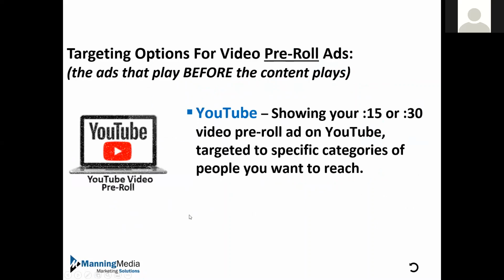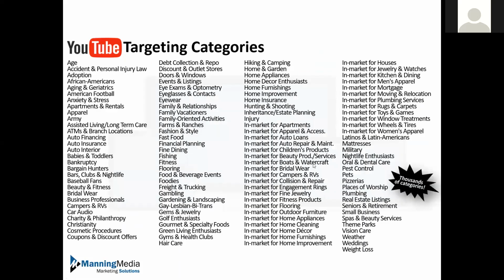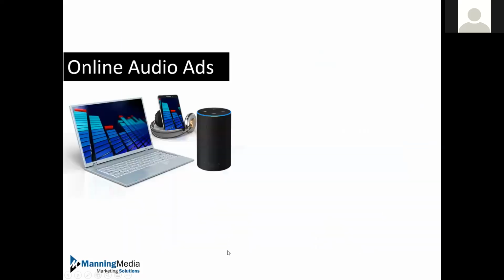For video pre-roll ads, the ads that play before content on YouTube in particular, we can show your 15 or 30-second video pre-roll ad on YouTube targeted to specific categories of people that you want to reach. And these are the YouTube categories. And again, there are literally thousands of them. We also offer online audio ads, but one quick moment back to OTT and YouTube and pre-roll, we can actually deliver ads to CTV as well. So that's connected TV.